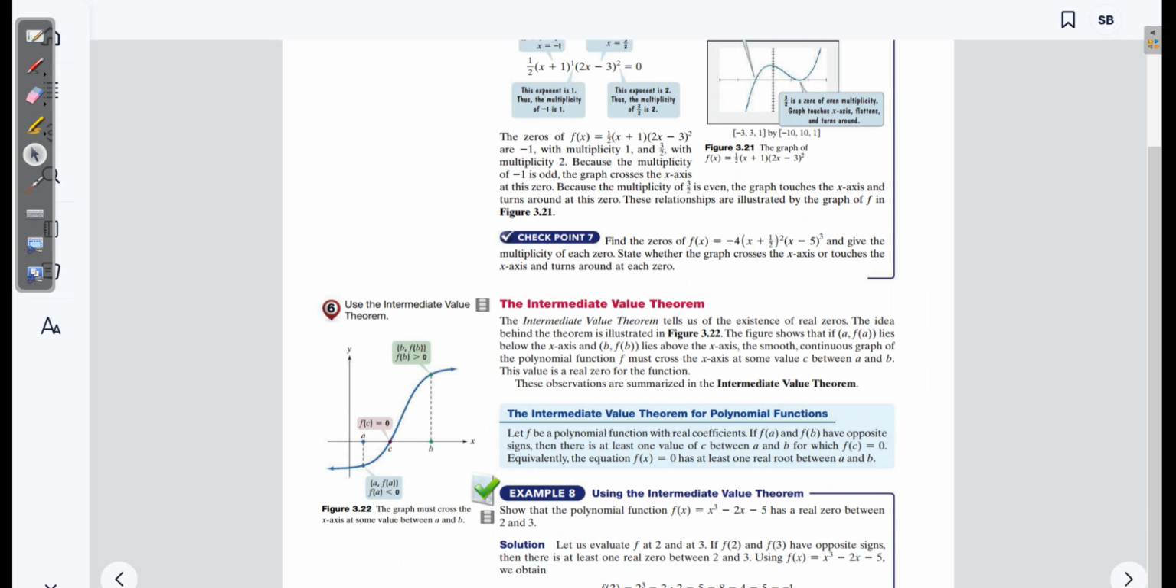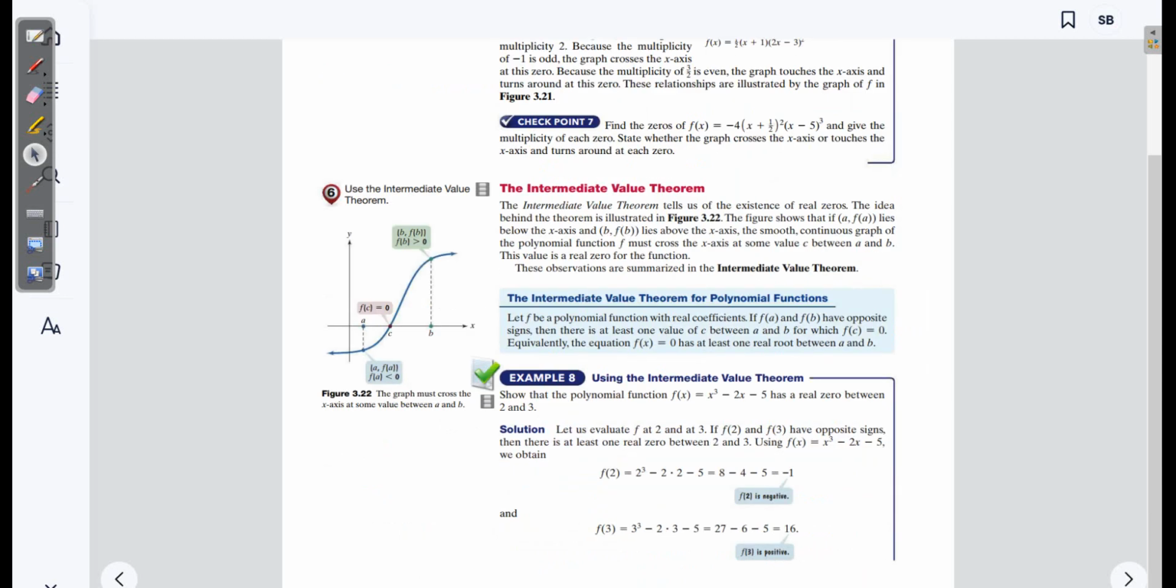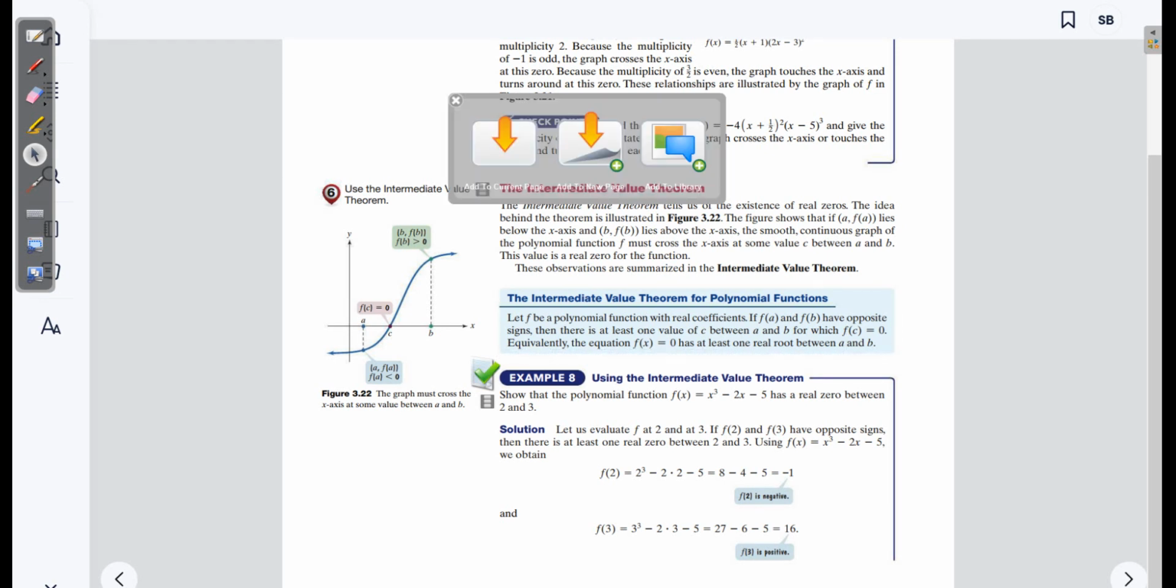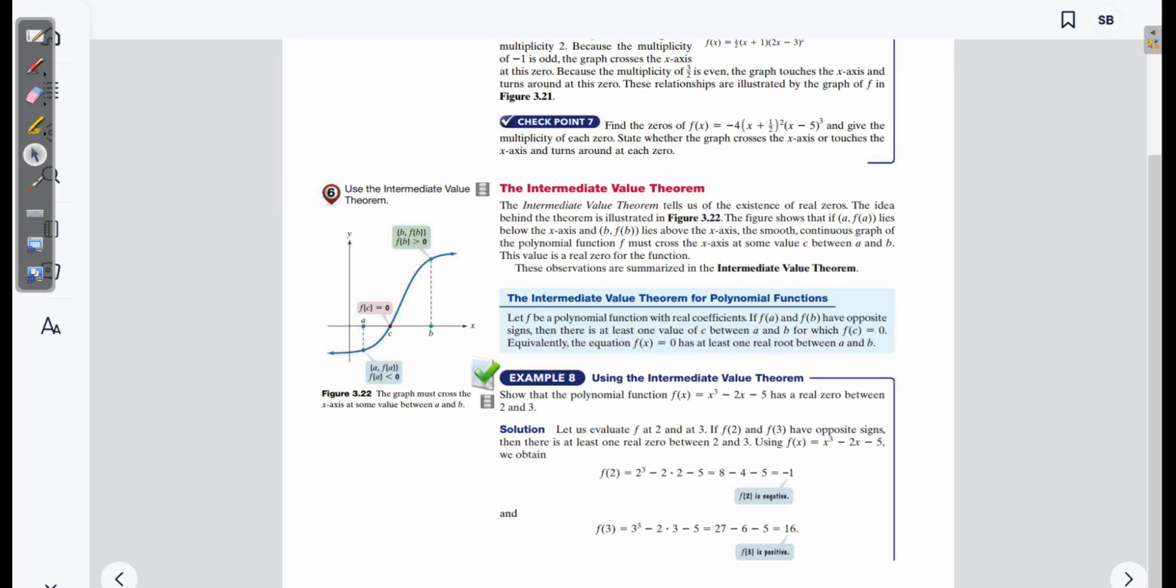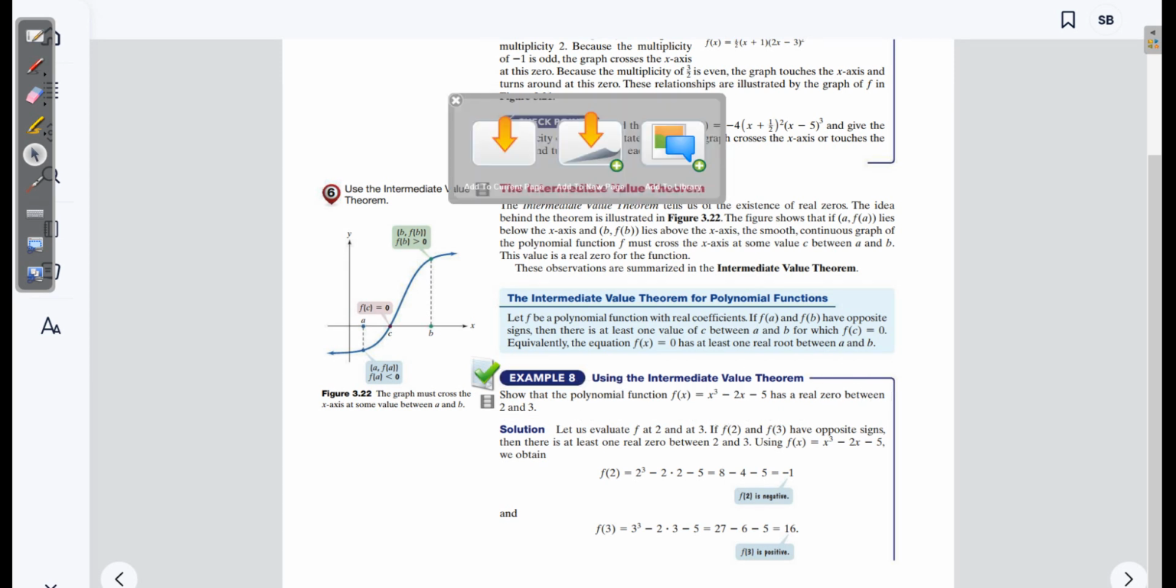Next up, we're going to talk about the intermediate value theorem. It's going to seem like common sense, and it honestly is. But I remember using it, especially in word problems and calculus. The whole point of the intermediate value theorem is that you might not know exactly what the 0 is. You just know that there is a 0 between them.